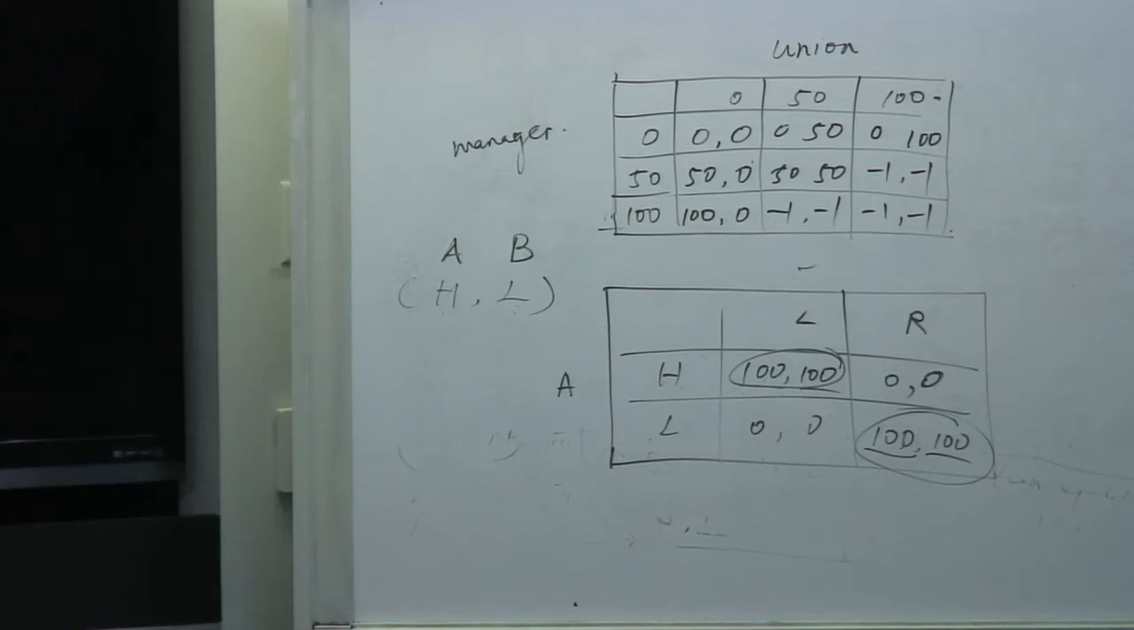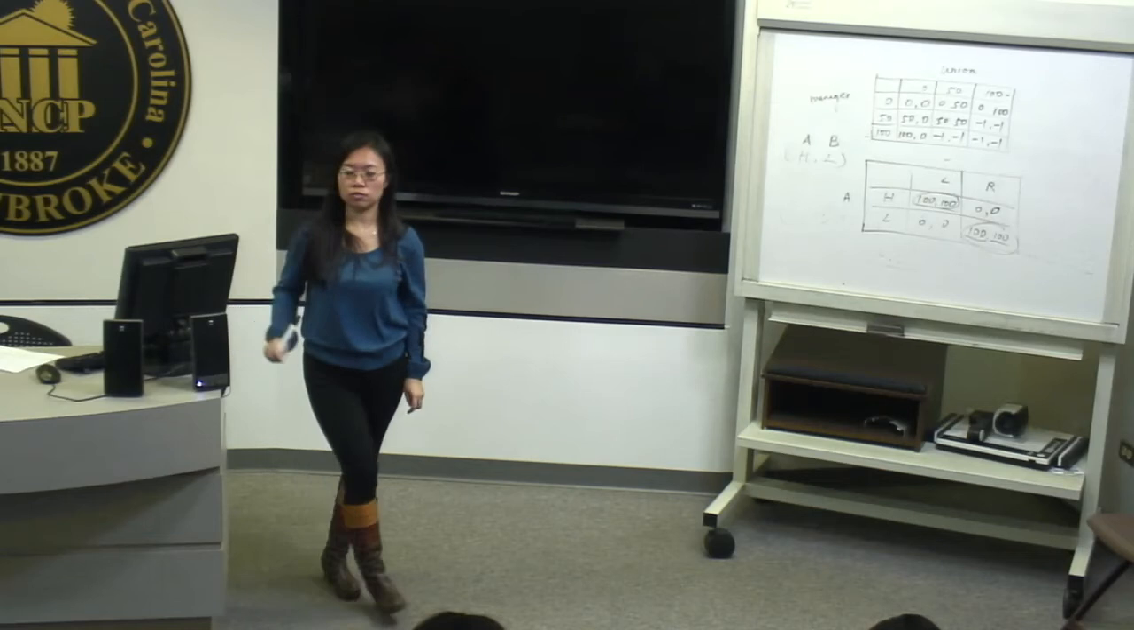Each one would take 50. What about that one? There's no dominant strategy. You should say it the right way: is there a dominant strategy or not? No, there's no dominant strategy.